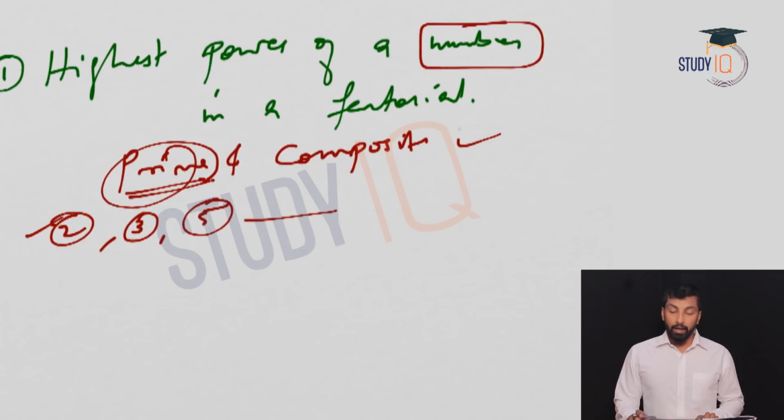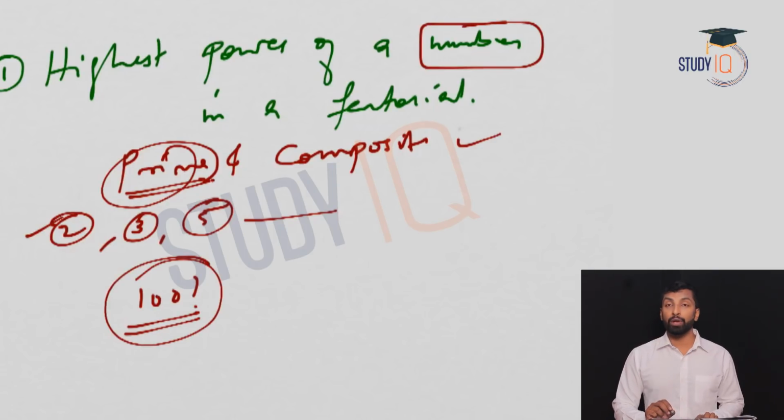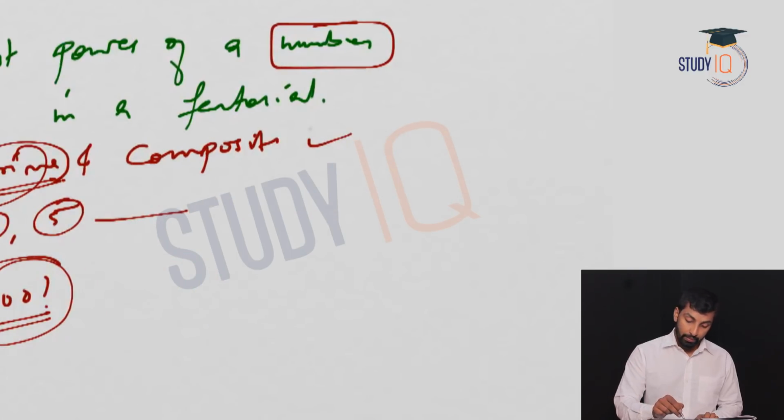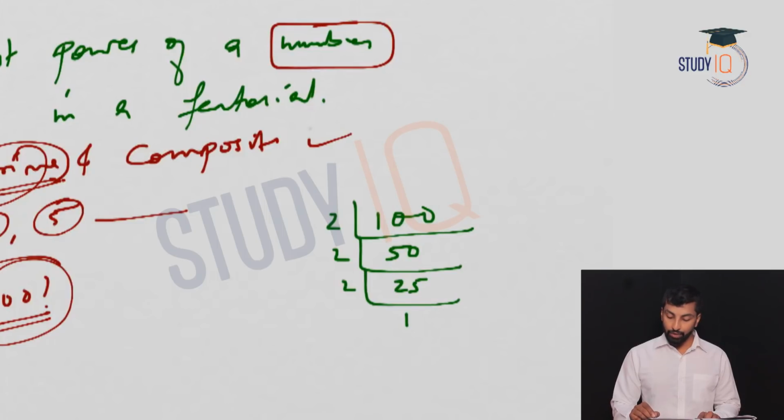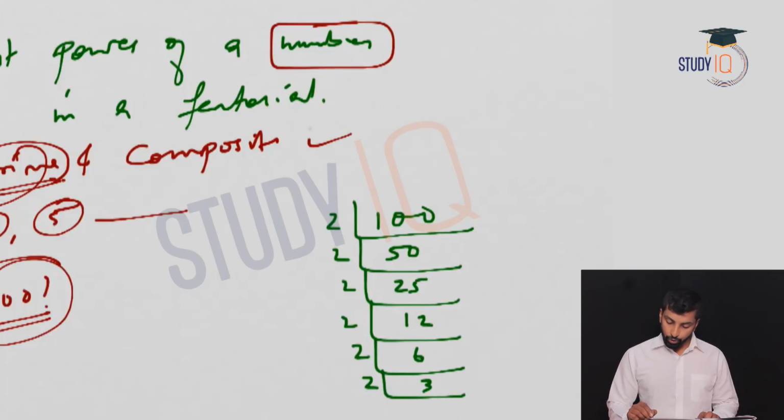Okay, so now let me give you a question. How many 2's are there in 100 factorial? What does this mean? What is the highest power of 2 in 100 factorial? What you need to do is divide 100 by 2. What do you get? You get 50. You divide this 50 again by 2. What do you get? 25. You divide by 2, you get 12. You divide by 2, you get 6. You divide by 2, you get 3. You divide by 2, you get 1.